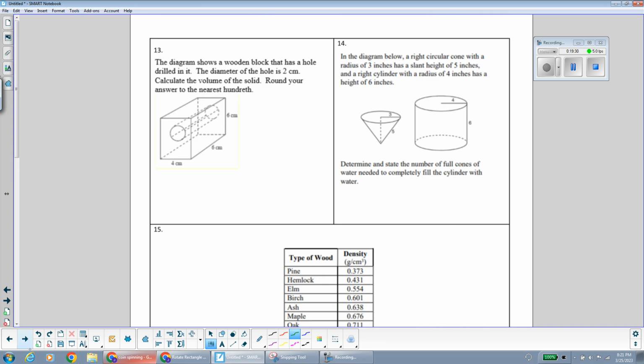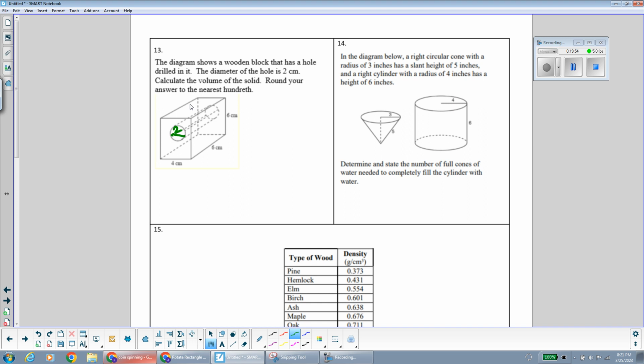Okay, moving on to the more complicated ones now. So here we have a wooden block that has a hole drilled in it. So there's empty space here that is not part of the block. The diameter of the hole is 2 centimeters. Calculate the volume of the solid.